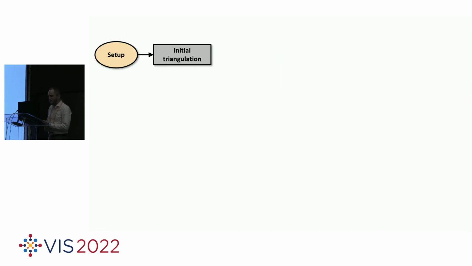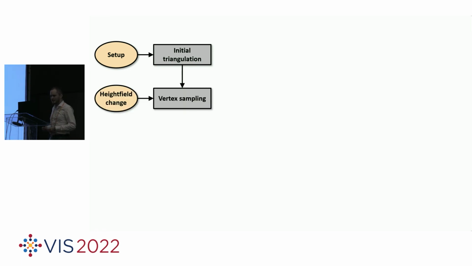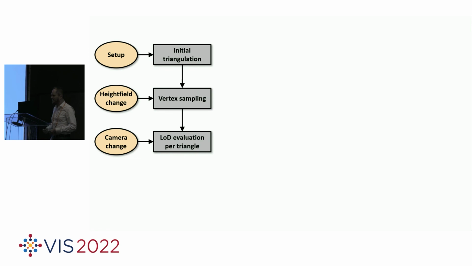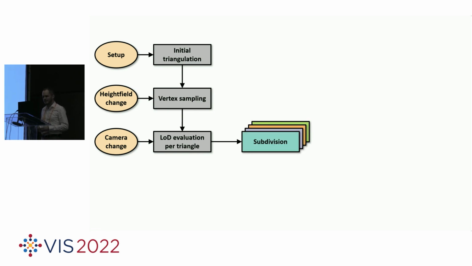We start with a coarse initial triangulation that covers the entire height field area. After that, or whenever the height field data change, we resample the cached vertices at the height field. After that, or whenever the camera changes, we evaluate the level of detail of each triangle and decide whether to keep it, subdivide, or merge it. With this information, we loop over all cached triangles in 4 separate passes for the 4 triangle colors with synchronization between them and apply 1 level of subdivision to all necessary triangles.